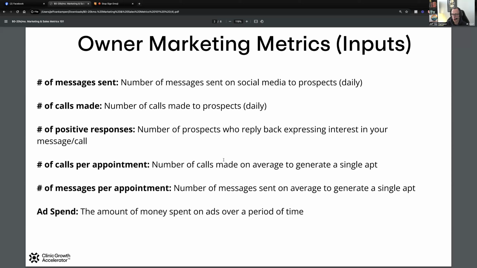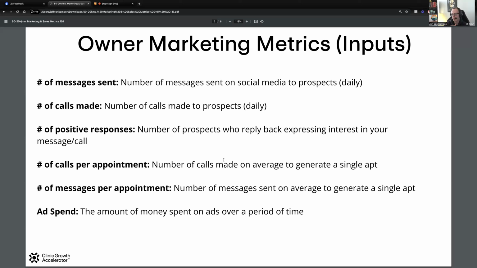The second is number of calls made. Number of calls made on a daily basis. We can also control that. We can control how much we put in, and the more we put in, we will get a more linear kind of growth pattern. So if we make 100 calls in a day, we might see X results. If we make 200 calls in a day, we could possibly see 2X because we've essentially doubled our volume, right? So we've doubled our input with the hopes of seeing that same kind of growth on the output side.